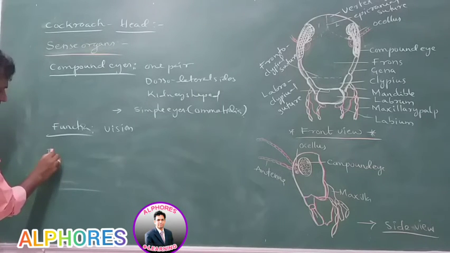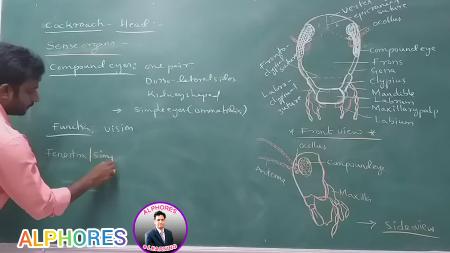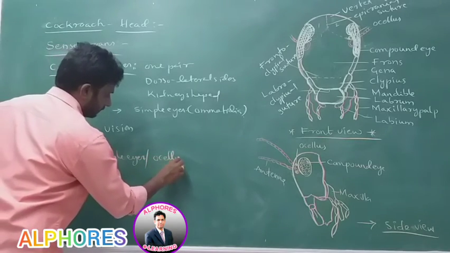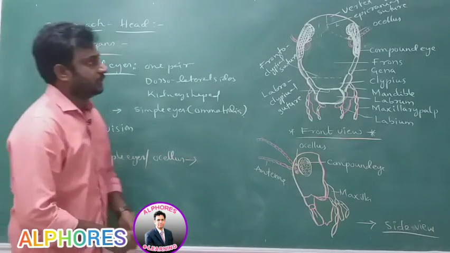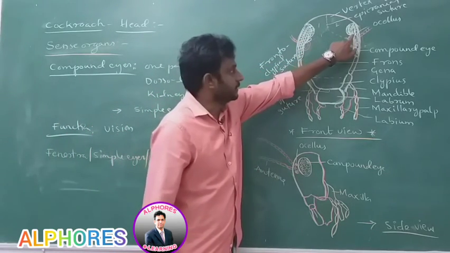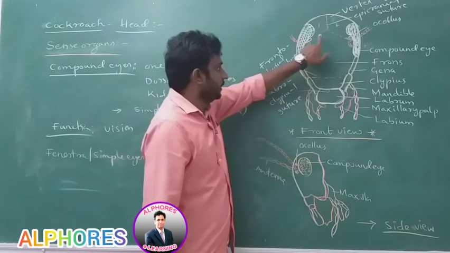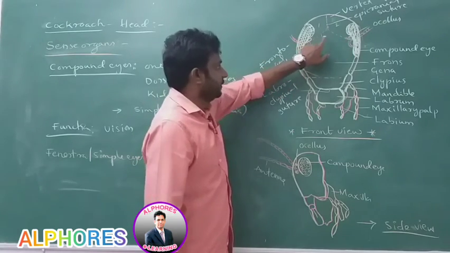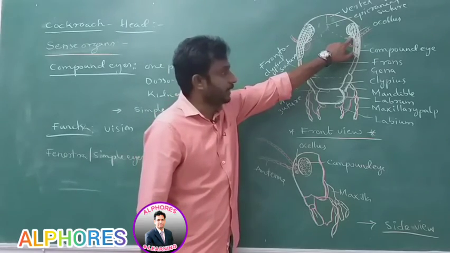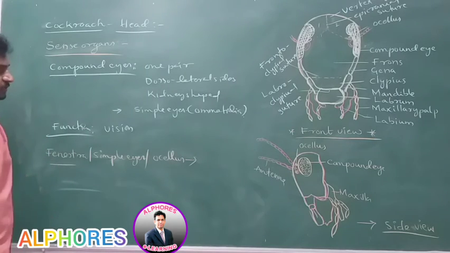Next, the second sensory organs are called fenestra, or simple eyes, or ocellus. Just below the compound eyes, near the compound eyes, there are two specks. On both sides, two white colored specks are present, which are called simple eyes, or ocellus, or fenestra.